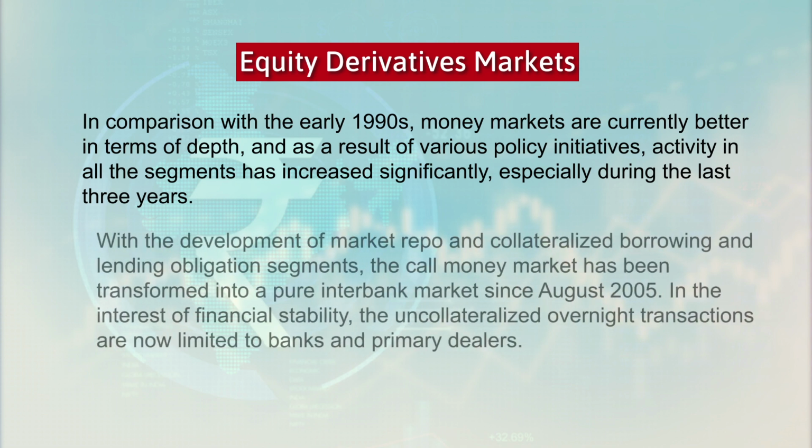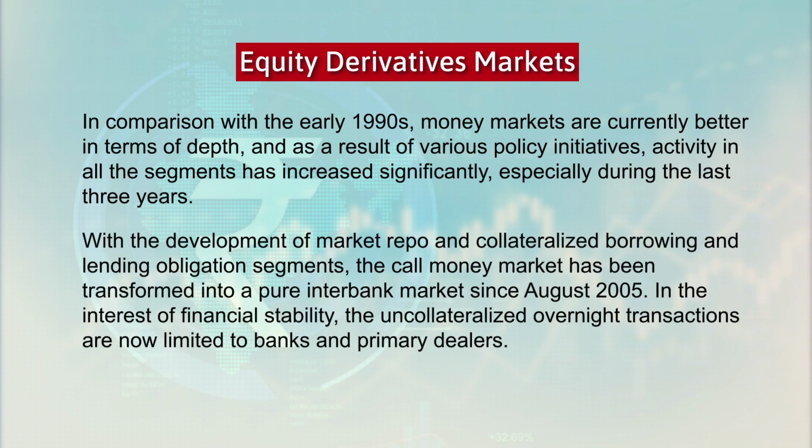last few years. With the development of market repo and collateralized borrowing and lending obligation segments, the call money market has been transformed into a pure interbank market since August 2005. In the interest of financial stability, the uncollateralized overnight transactions are now limited to banks and primary dealers. However, there is volatility in the call rates. This has declined over the years, especially after the introduction of LAF or Liquidity Adjustment Facility.